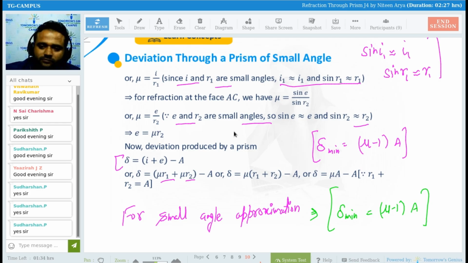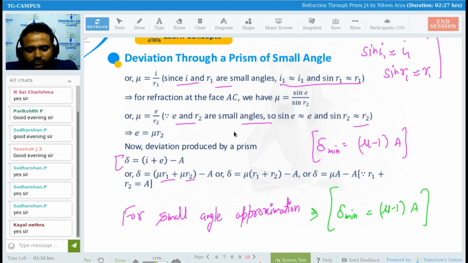Clear now, everyone? Turn on your cameras, everyone. Is this clear or not? Clear, everyone? Other than Yajira, there are other students also: Kyle, Netra, Parikshit, Sudarshan, Sai, and Yajira. Beta, is this clear to you? Kyle, Netra. Good. Okay.